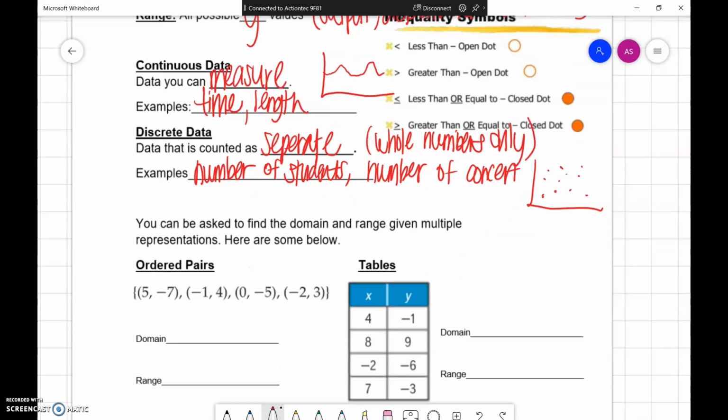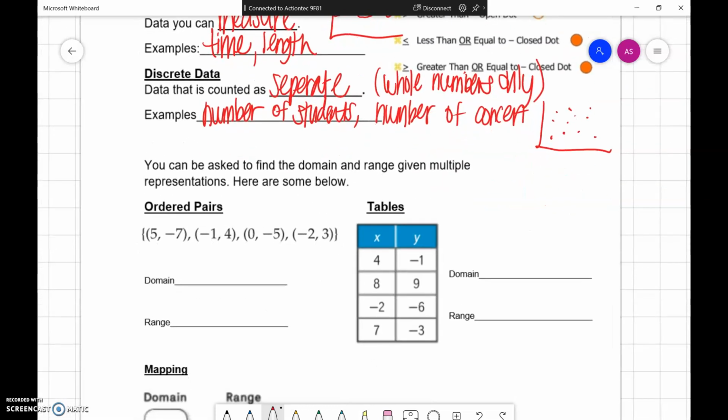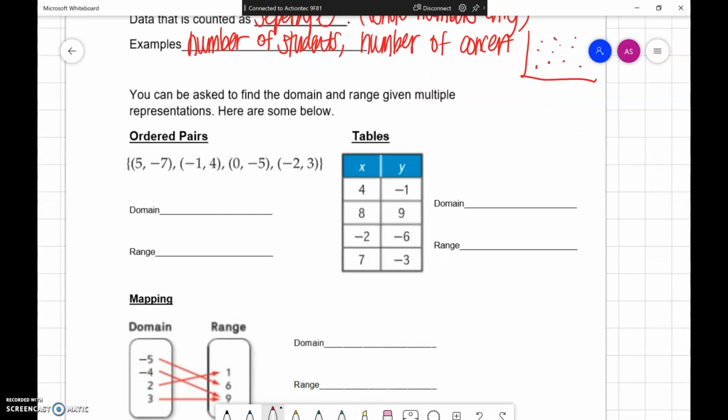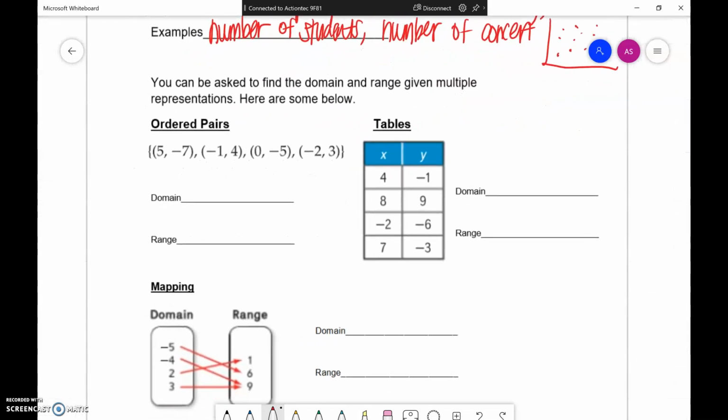So when you're dealing with domain and range, they can ask you to find it from multiple representations. So that's ordered pairs, tables, mapping, word problems, and graphs. I'm going to show you how to do all of them. They're pretty much asking you what's the X and what's the Y. What are all the X values and all the Y values, all the possibilities. So with ordered pairs, of course, the first one is X and the second one is Y. So I'm just looking at what are my X values: 5, -1, 0, -2.